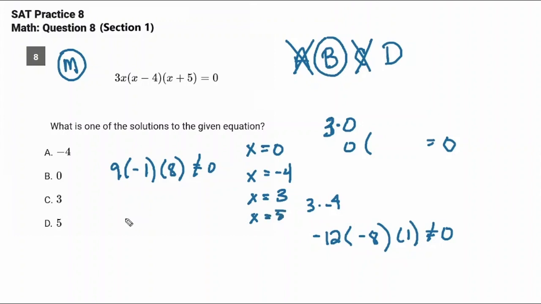And then D says x equals 5. Okay, so 3 times 5 is 15. Times 5 minus 4 is 1. Times 5 plus 5 is 10. That ain't going to be 0 either. All the work that we just did, we did not need to do. As soon as we find the answer, when we plug in the answer choices, we didn't make anything up. We know we're right. We can get this problem very quickly and move on.